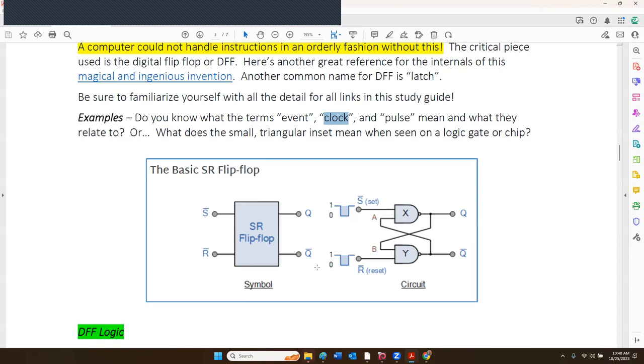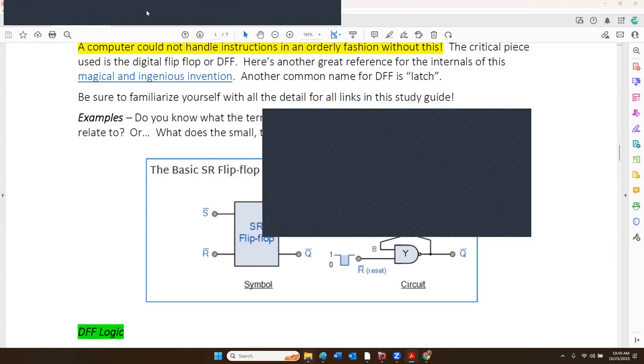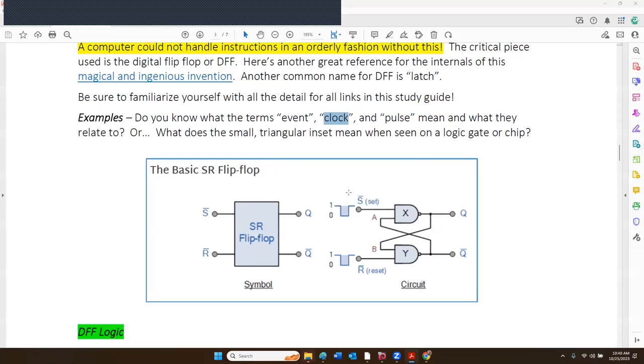Can someone unmute your mic and let me know we're still there? Yeah, we're here. Okay. It's still here.